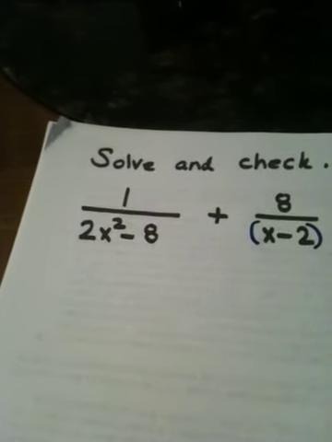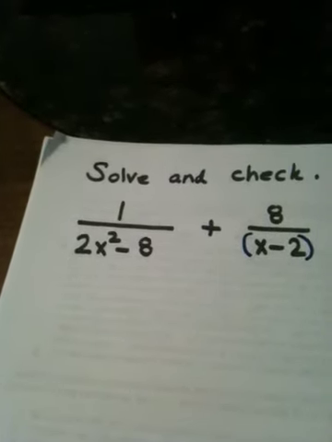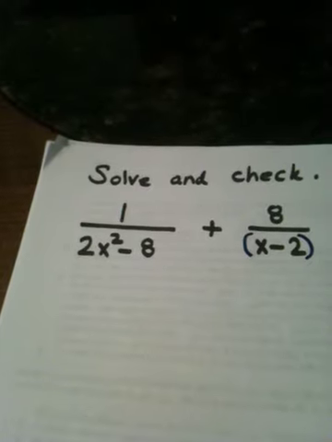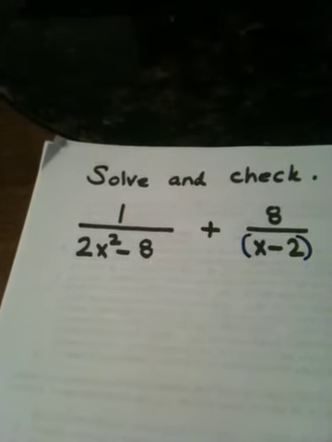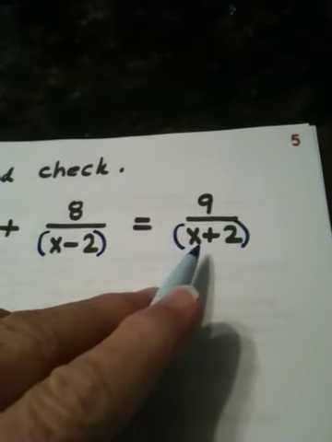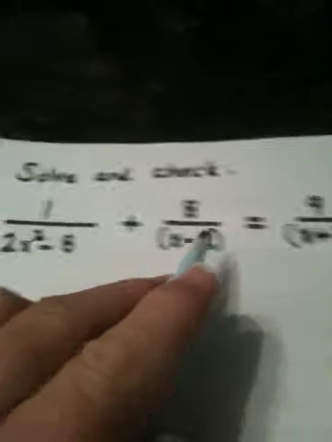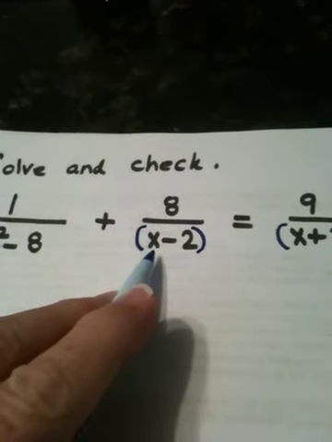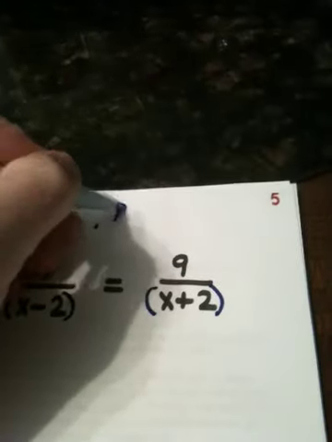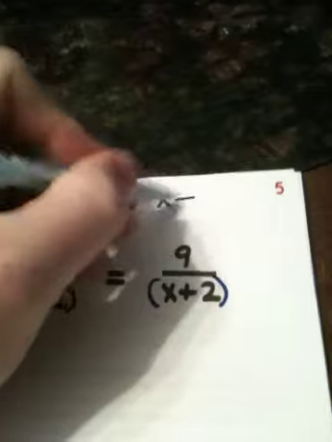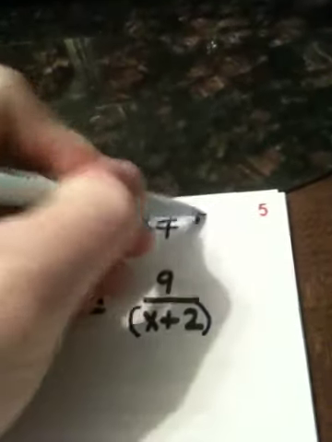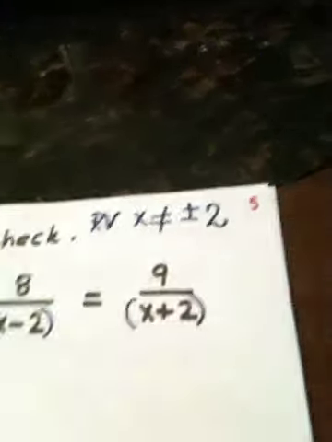And remember what I mean by a restricted value: any number that makes the denominator become 0 when you plug it into the variable. So it's obvious here that one of the restricted values is -2. This restricted value is +2. So my RVs, so far: x cannot equal plus or minus 2.